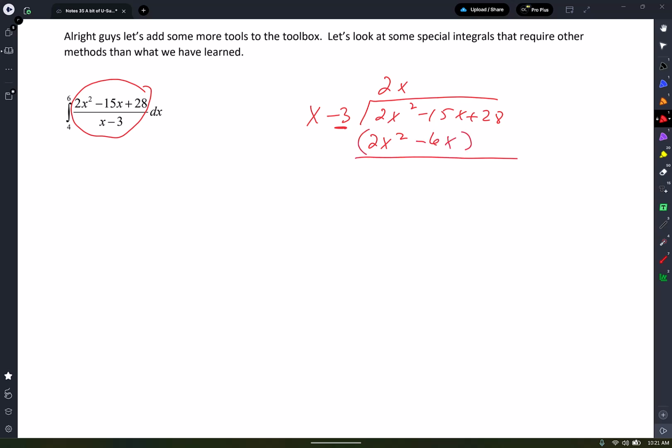I put this in parentheses. I put a minus in the front. I subtract. These go away. Minus a negative, so that's going to be a plus. Difference between 15 and 6: 9, and it's going to be a negative. Bring that 28 down. Do you see what we did? All I'm doing is long division, guys.